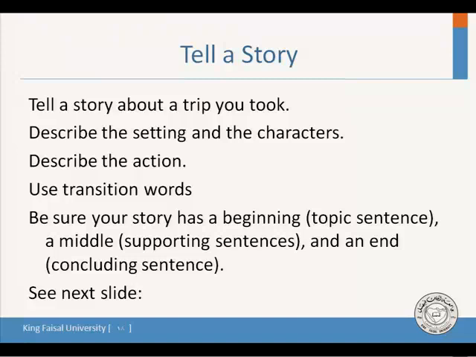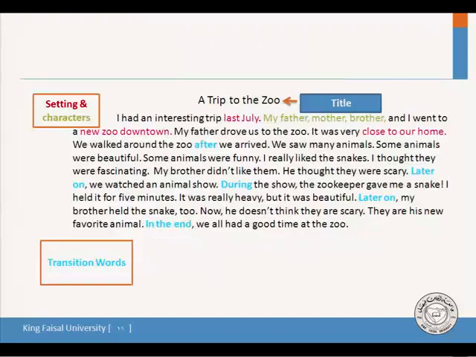And remember to use transition words like first, after that, later on, next. Okay? Be sure to use a topic sentence. Start your story with a topic sentence. The topic sentence must be meaningful. So when you say interesting, everything must support this. When you say a boring trip, everything must be related to this. And add supporting sentences and a concluding sentence.